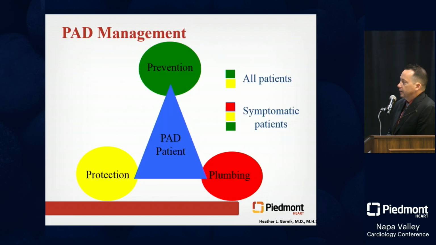Heather Gornik at the Cleveland Clinic gave this talk many years ago and put these together, and I borrowed this from her, looking at a kind of triple approach. Now, I used to work for the government, where quadruple P meant something else: piss poor pathetic planning. Here, we're talking about PAD being prevention, protection, and plumbing for your patients with PAD. All patients who have peripheral arterial disease need prevention, they need protection, and those patients who have symptoms should go on to look at their plumbing.